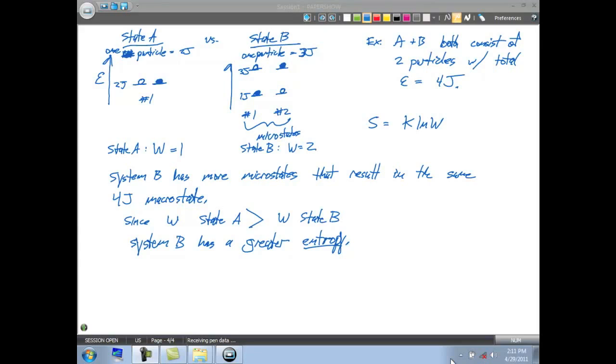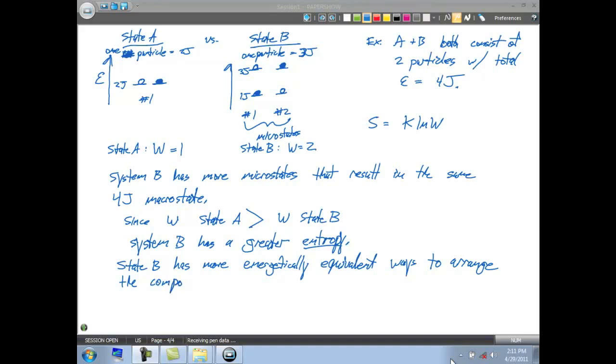And what we can say from this is that state B has more energetically equivalent ways to arrange the components of the system. So this is going to lead to a more stable state.